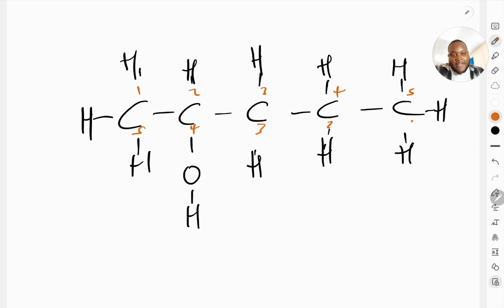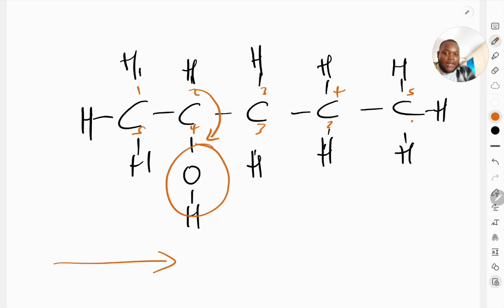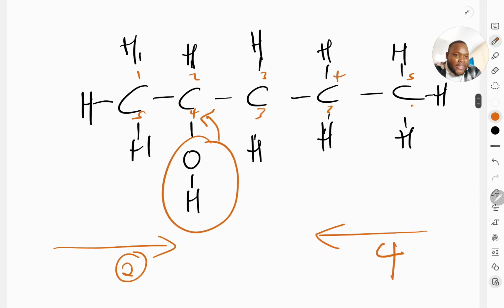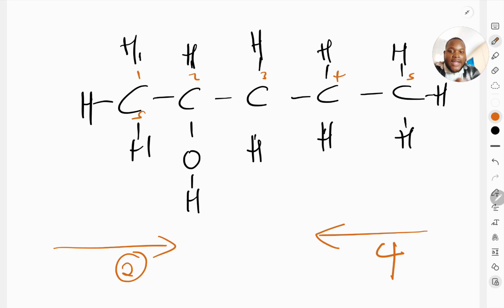But when I start counting from right to left, also I have carbon number 1, 2, 3, 4, and 5. So now if I count from left to right, this OH group here is on carbon number 2. But if I start counting from right to left, this OH is attached to carbon number 4. So my question is, between 4 and 2, which one is the smallest number? Obviously it is 2. Therefore, when I now want to give the name, I have to prioritize the smallest number, making my OH group be on carbon number 2. So I'm going to choose the one that makes the OH group go on carbon number 2.